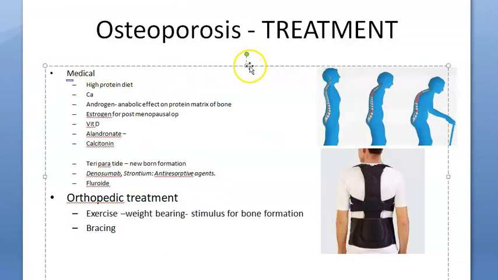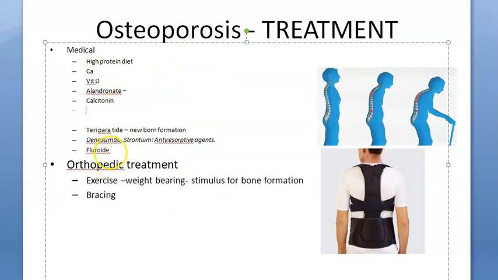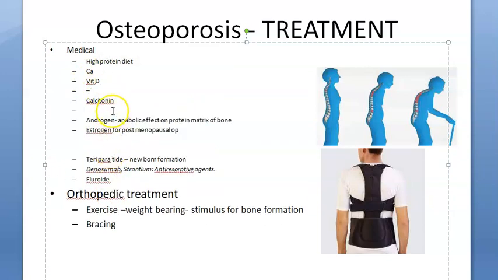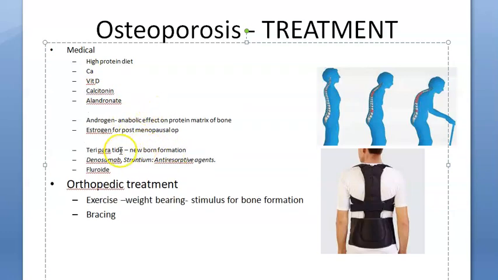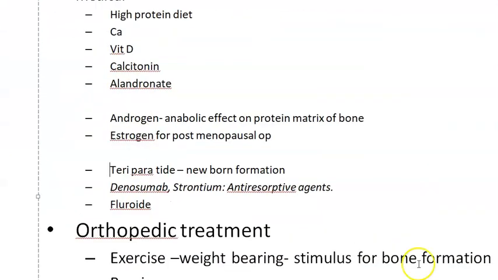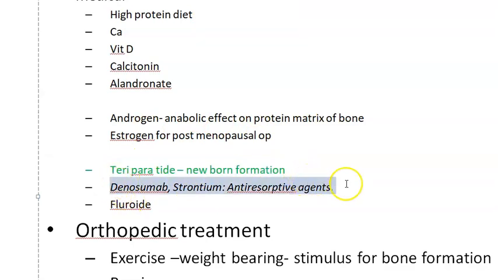Treatment, medical treatment, you can ask them to take a high protein diet, calcium, vitamin D. You can give them calcitonin, right? And then you can give them bisphosphonates, alendronate, right? Which will stop the resorption. Then you can give androgens for males, right, and estrogen for postmenopausal osteoporosis. Then teriparatide, this is for new bone formation. Teriparatide is going to help in the new bone formation. And anti-resorptive agents like denosumab, strontium, yes, and fluoride also they have tried.